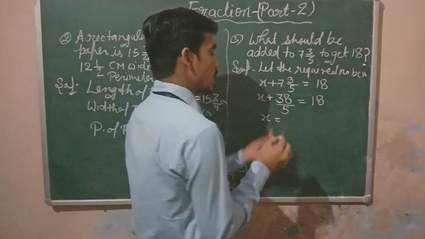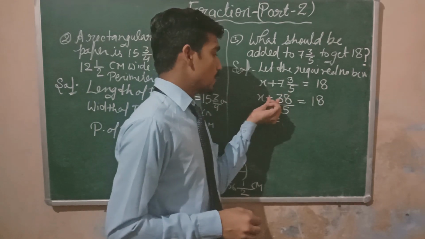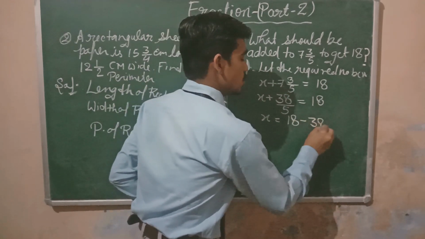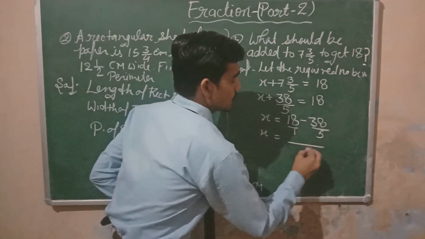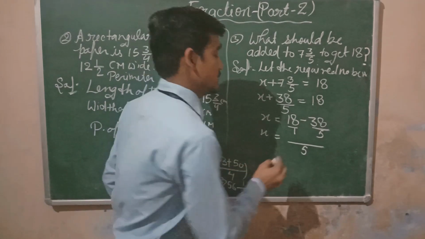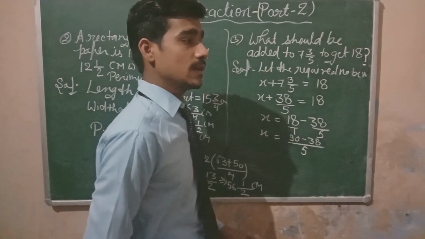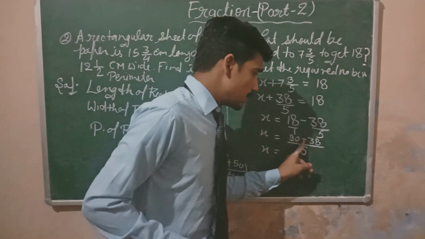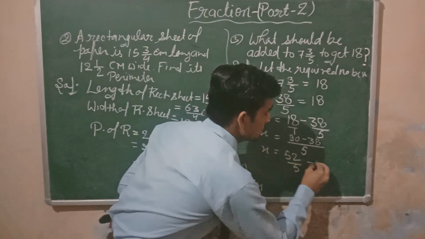x is equal to 80 minus 38 upon 5. When you transfer the plus, it converts into minus. Consider 80 as 80 upon 1 and take the LCM 5. 1 divided by 5 we get 5, and 5 multiplied by 80 is 400. 400 minus 38. Clear, students? 400 minus 38 is equal to 362 by 5.